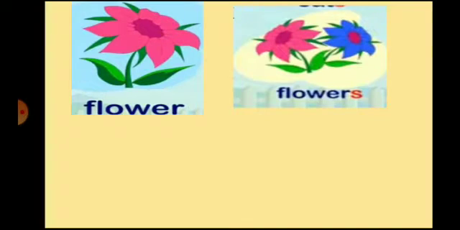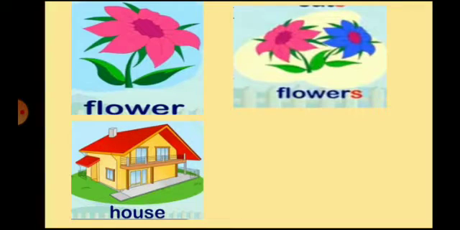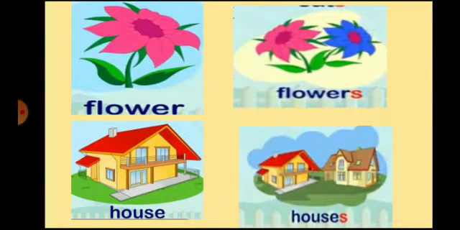Now, children, see what is this? This is a flower. So, when there is one flower, we say flower. But if there are more than one, what do we say? We say flowers. We add s to make it many, or you can say plural. What is this? House. If there is one house, we say house. But if there are more than one house, we say houses. So, how do we make many of it? We just add s to make the plural of the noun.